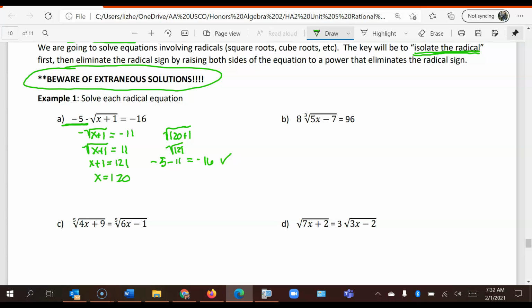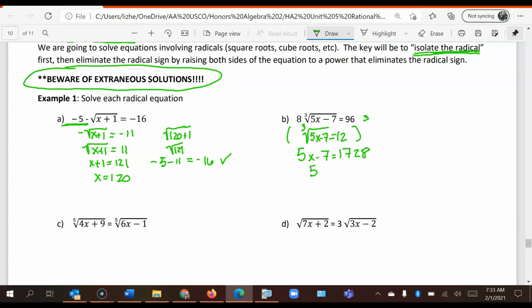All right, B. Here we go. This is a cube root. We need to isolate it. So I'm going to divide by 8. So that's the cube root of 5x minus 7 equals 12. Now I will cube both sides. So on the left, I have 5x minus 7. On the right, I have 12 cubed, which is 1728. And now I solve for x.